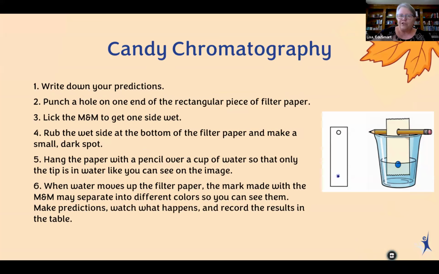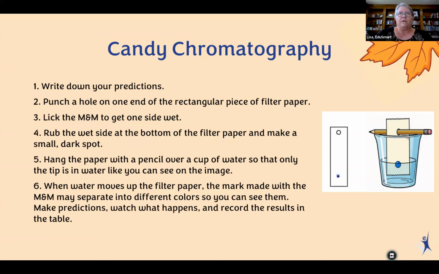These are the kids' directions, just to go through briefly. You'll need some filter paper. My recommendation is to use coffee filter paper, and the conical ones work best because they're a little bit thicker. You need paper that's absorbent so the water will pull its way up the paper. All they do is lick one side of the M&M and press it down on the paper to try to get that colored dye off. And then you hang it. Since this dye is water soluble, you can put it in water and the kids can watch the dye move up the filter paper and see if it's made of more than one color or not.